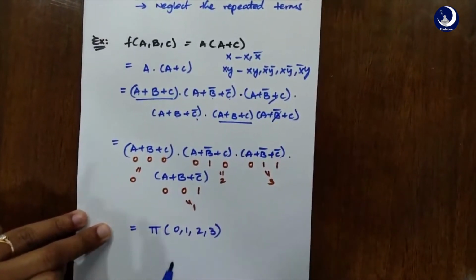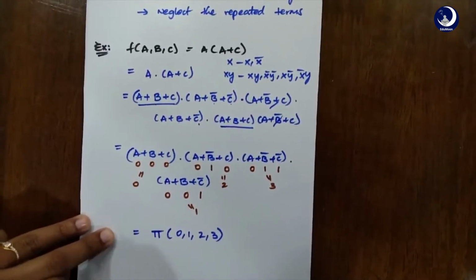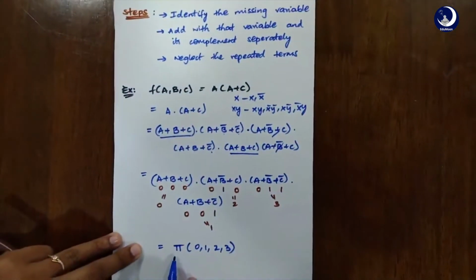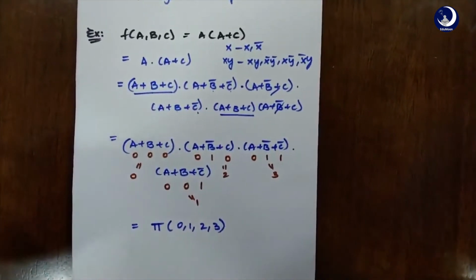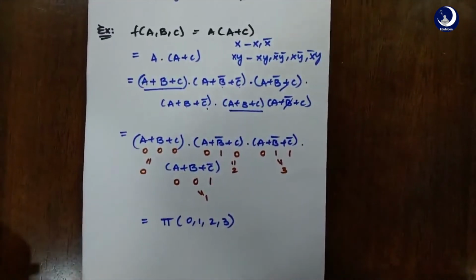So finally we are representing it as 0, 1, 2 and 3. I have already told you the notation for POS is a pi. It's not a sigma, it's a pi. So till here we are done with this one. Now let's look at a few examples.